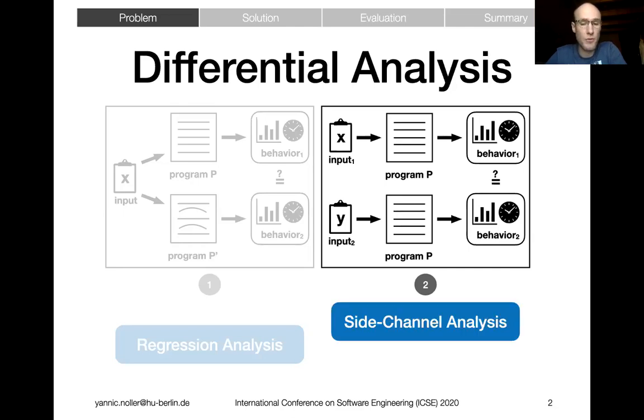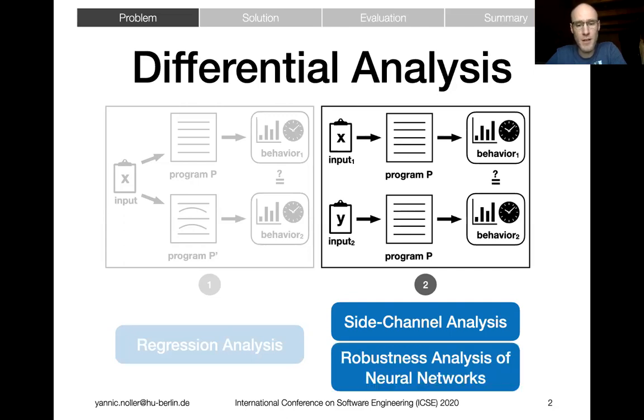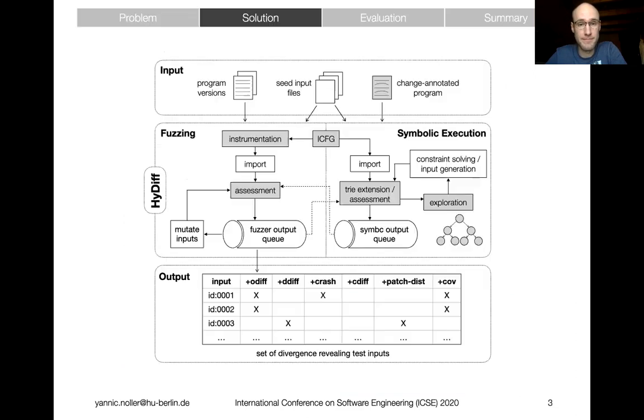This is useful, for example, for side channel analysis, where we try to find secret-dependent paths. This could be done, for example, by taking two different secrets. With them, we execute the program, and then we check if there's any difference in the execution behavior with regard to a specific side channel. Another example would be the robustness analysis of neural networks. We search for inputs that differ only very slightly, but produce a different output in the network.